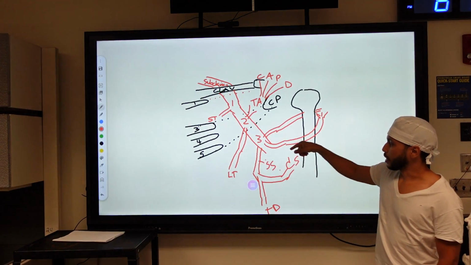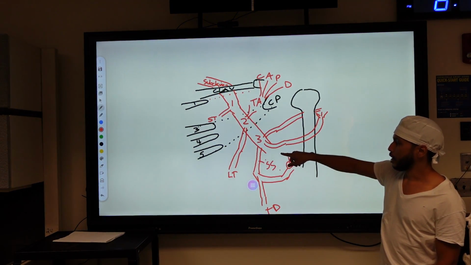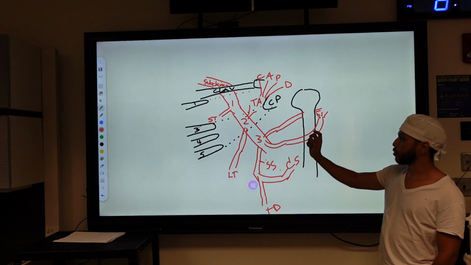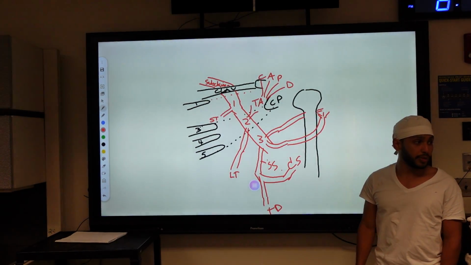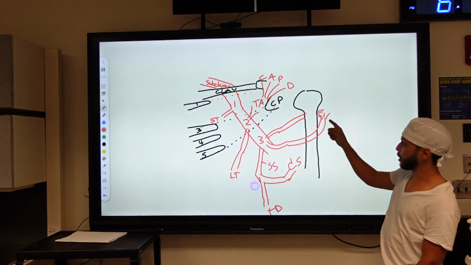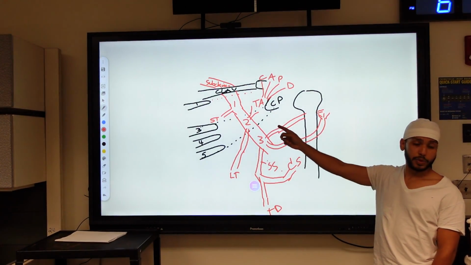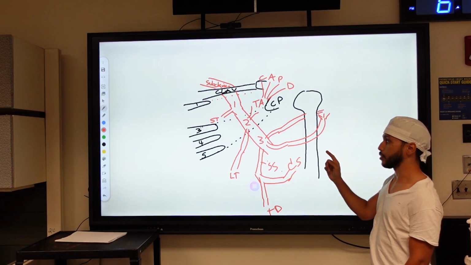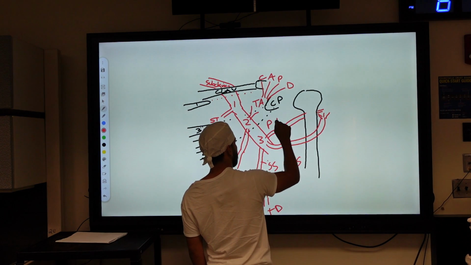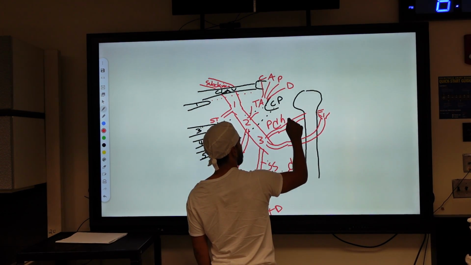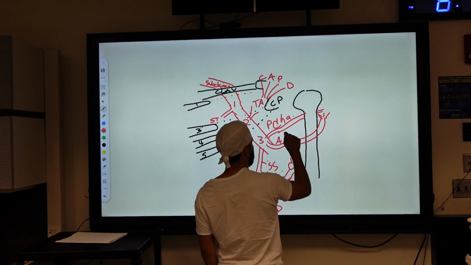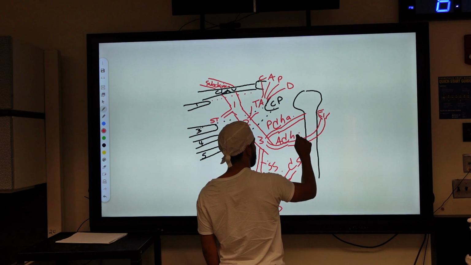And then we have the last two of the third segment of the axillary artery, right? Notice that these two are wrapping around the neck of the humerus. One of them is traveling anteriorly around the neck of the humerus, and the other is traveling posteriorly. The one traveling posteriorly is the posterior circumflex humeral artery, and the one traveling anteriorly is the anterior circumflex humeral artery.